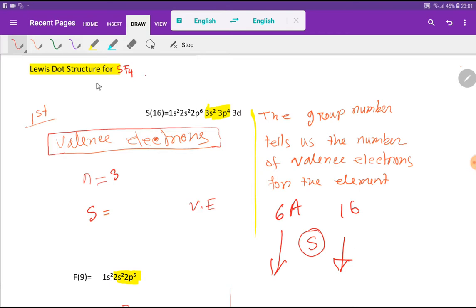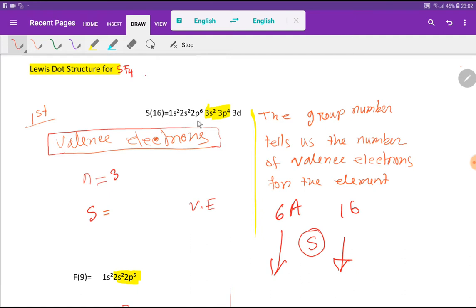Today we are going to learn how to draw the Lewis dot structure for sulfur tetrafluoride, right? Okay, to draw the Lewis dot structure for sulfur tetrafluoride, at first we have to find the valence electron of sulfur, then fluorine, right? Look at here, the atomic number of sulfur is 16.